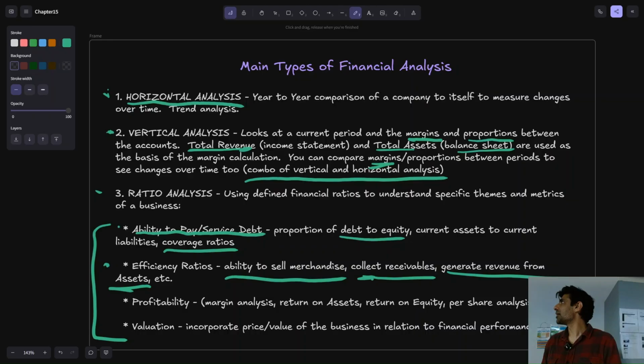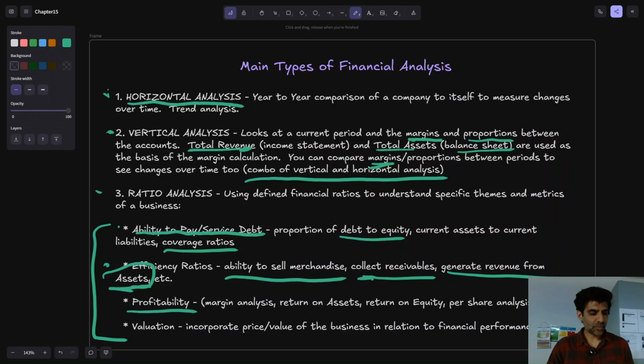So some businesses require a ton of assets. Like if you're GM, you can't just create a car out of nothing. You have to have factories, machines, all this stuff to generate your revenue, right, from selling cars. So it's a matter of efficiency, asset efficiency. This is what it comes down to.